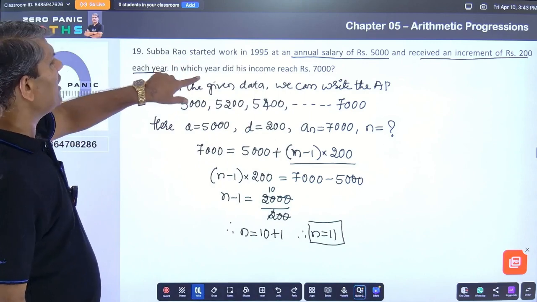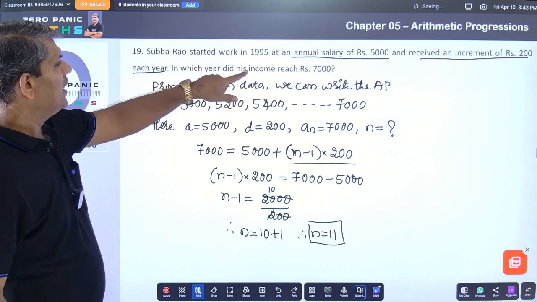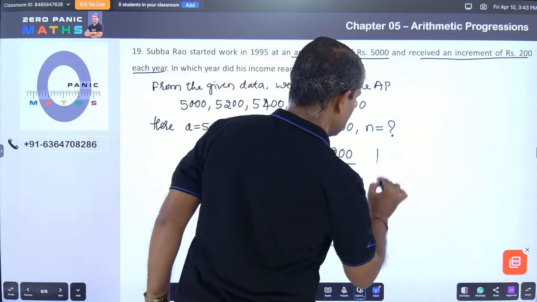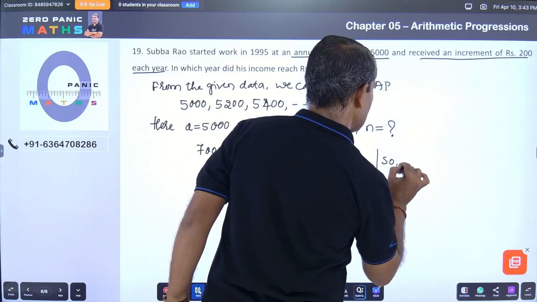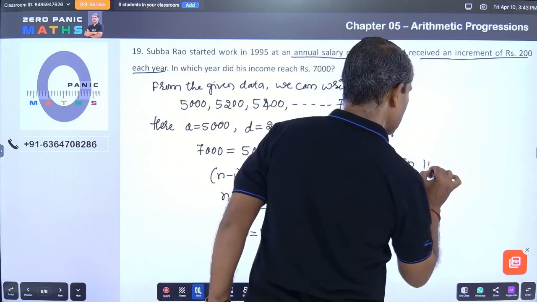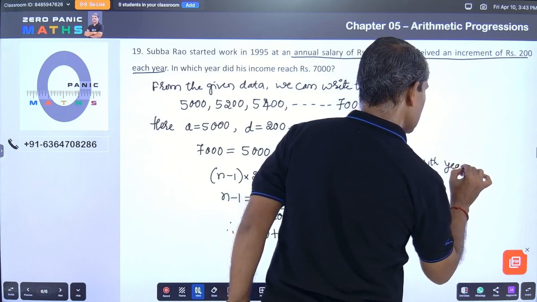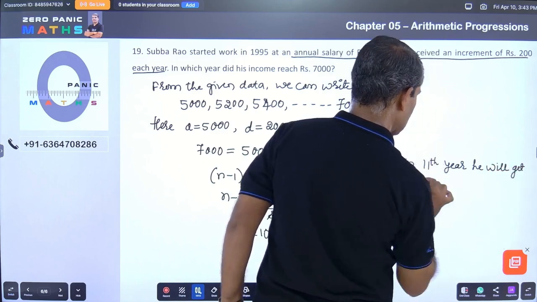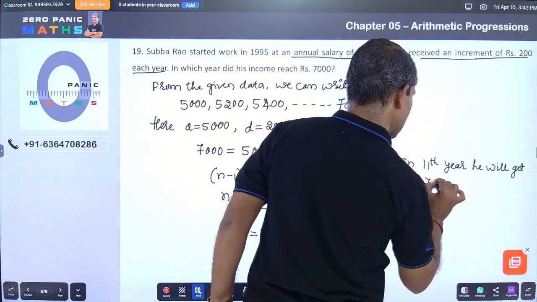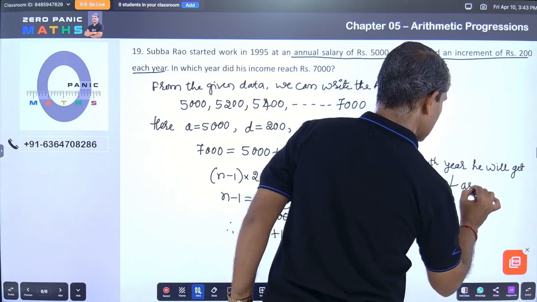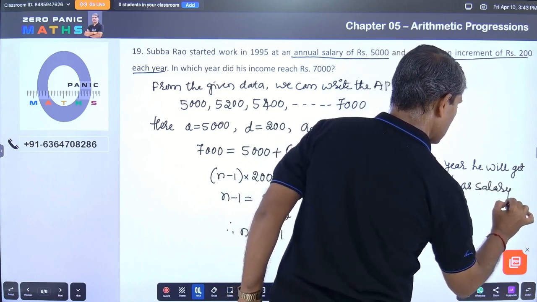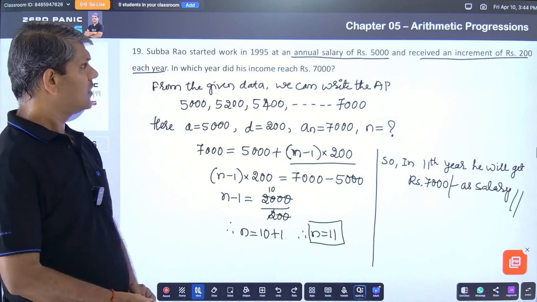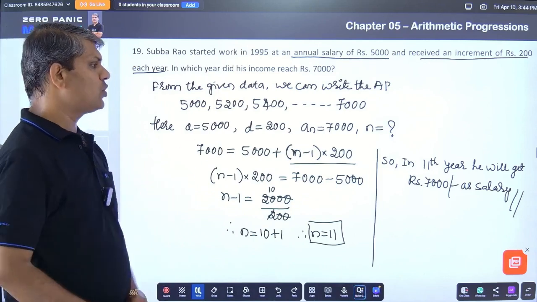So in the 11th year, Subbarao will get the income of rupees 7000. You can write that as the conclusion: in 11th year, he will get rupees 7000 as salary. Or whatever way you want to write it, write the conclusion in your own words. Okay, let us quickly move to the next.